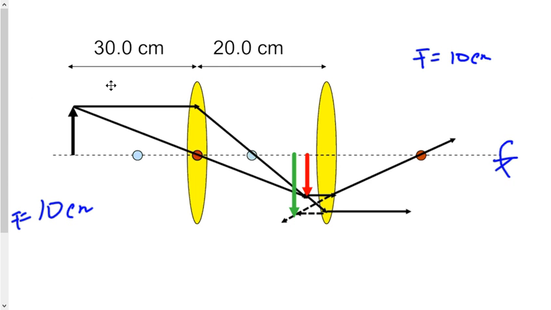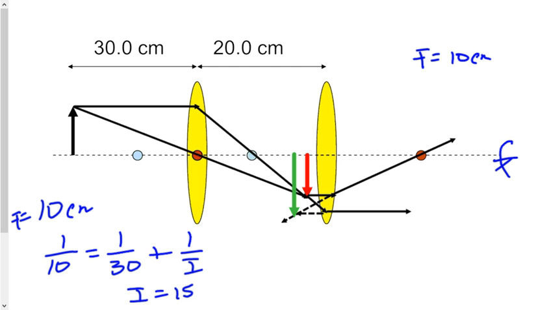Let's deal with our first one here. We're going to calculate where the image should be formed. So I'm going to say 1 over 10, because that's the focal length, equals 1 over 30 plus 1 over the image. Doing this calculation, the image distance turns out to be 15 centimeters. So what that means is this red arrow is now 15 centimeters from this lens here.